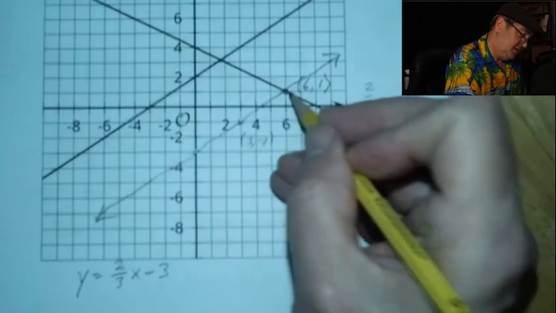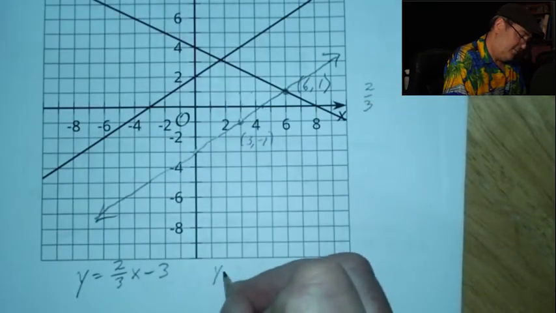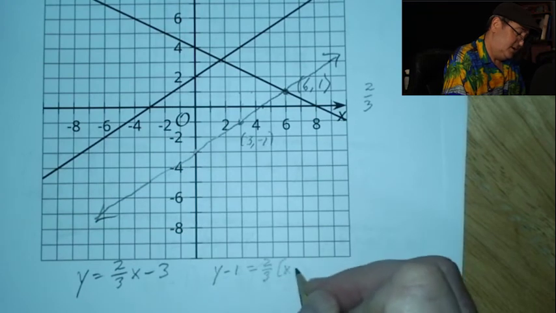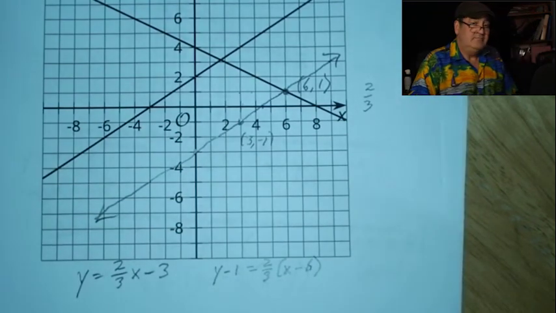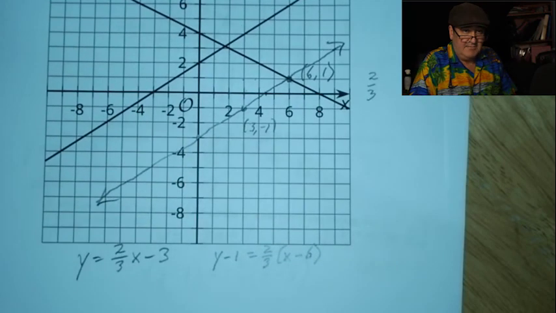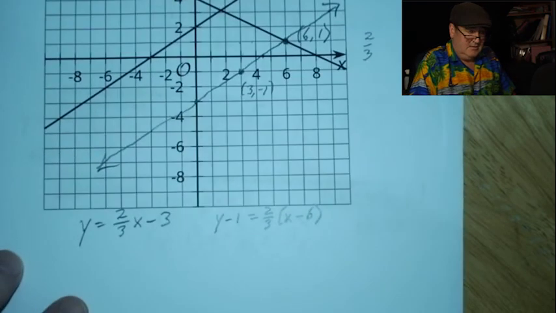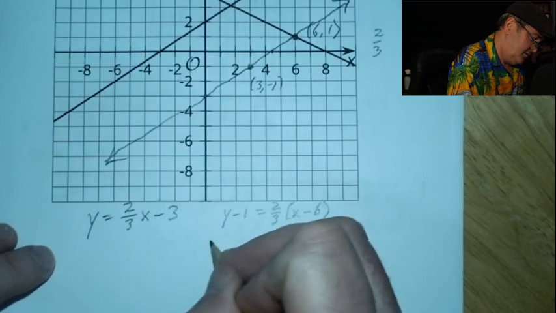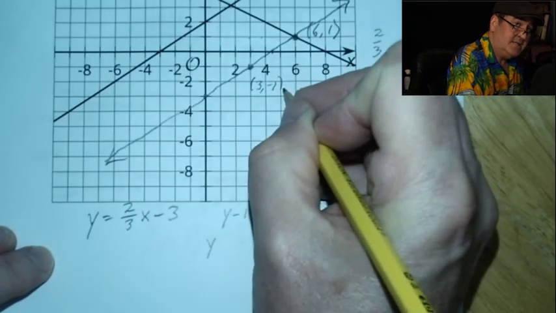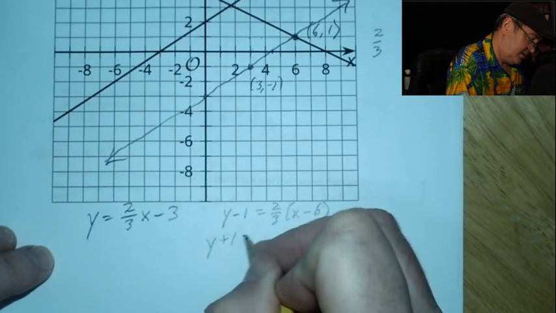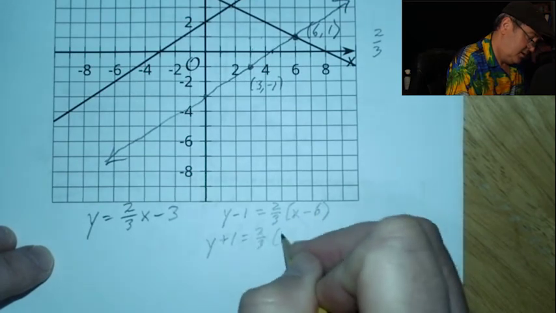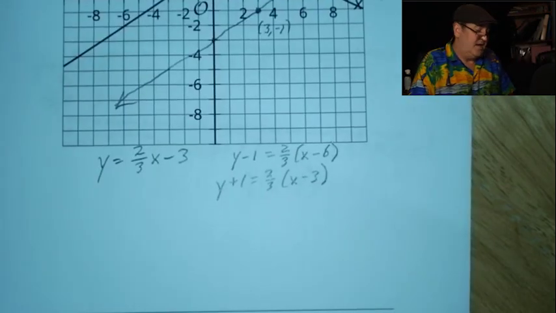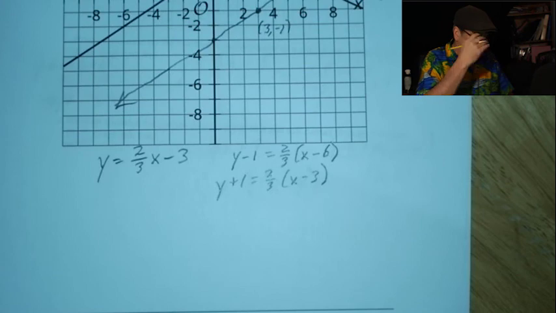We could have also chosen, let's say we use that first point, y minus 1 equals 2/3 x minus 6. Same line. Or if we wanted to do the 3, -1, it'd be y plus 1 equals 2/3 x minus 3. All of those are an equation for the same line because they all have the same slope. It's just using 3 different points.